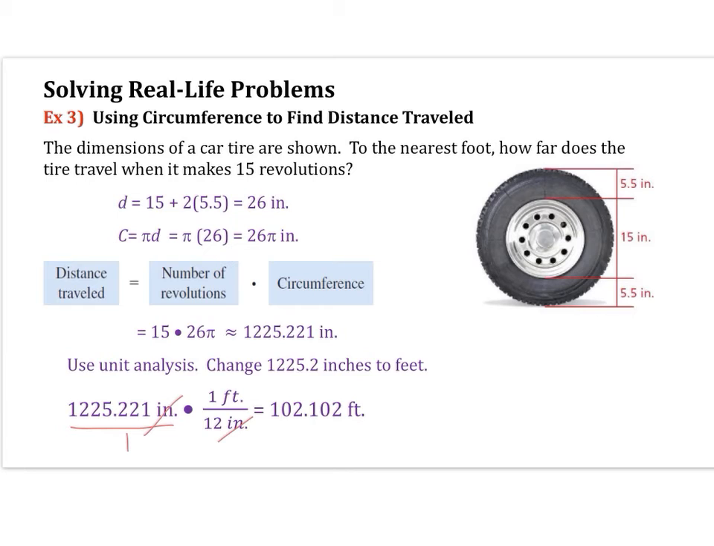So 1,225.221 ultimately gets divided by 12, resulting in 102.102 feet. So the tire travels approximately 102 feet.